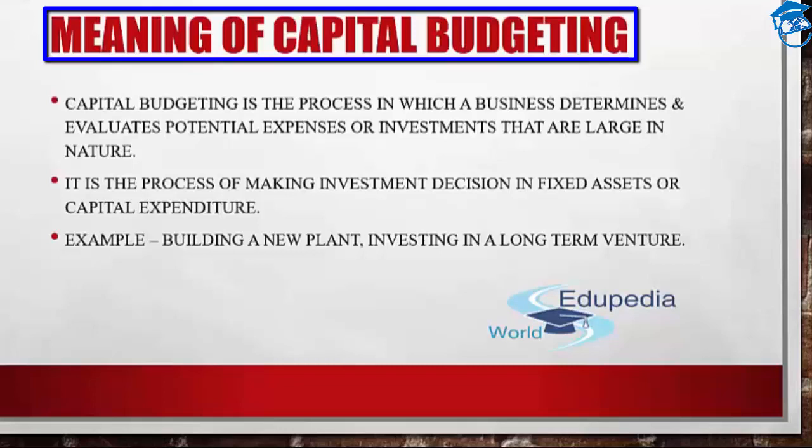To summarize, capital budgeting is basically the process in which a business determines and evaluates what kind of potential expenses and investments that are large in nature will be required. It is a process of making investment decisions in fixed assets or capital expenditure. For example, building a new plant requires capital budgeting.